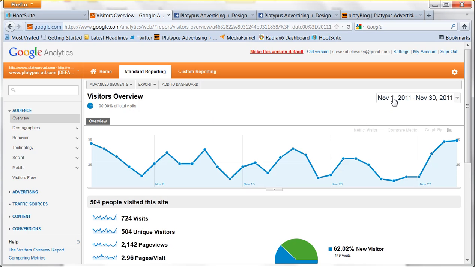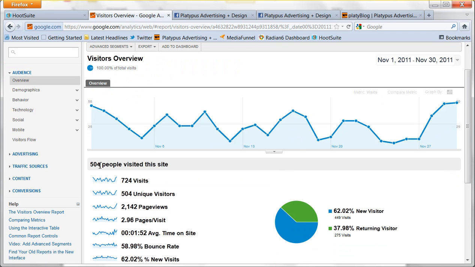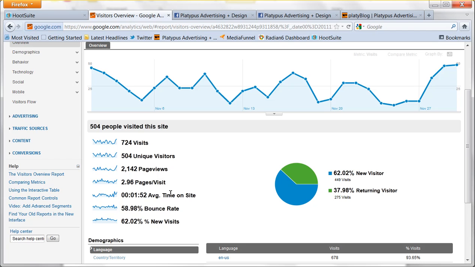So I'm taking a look at the month of November in 2011, and we can see that 504 people have visited the site. We can see they were all unique visitors. They looked at 2,100 pages. On average, they looked at just under 3 pages per visit. We can take a look at new visitors versus returning visitors.